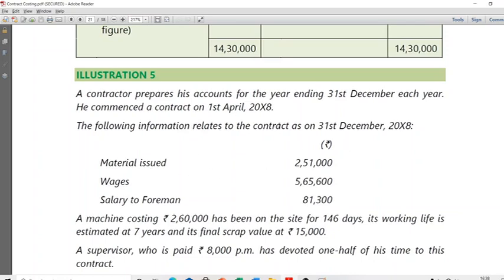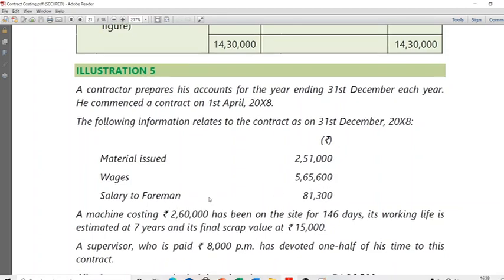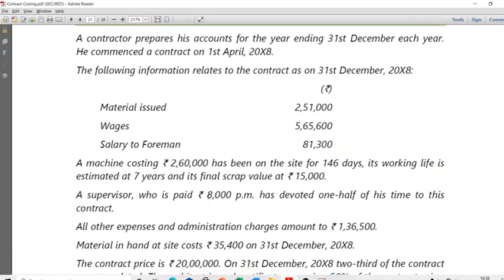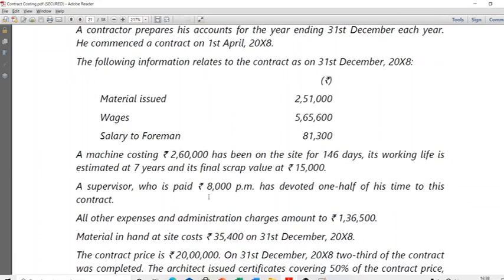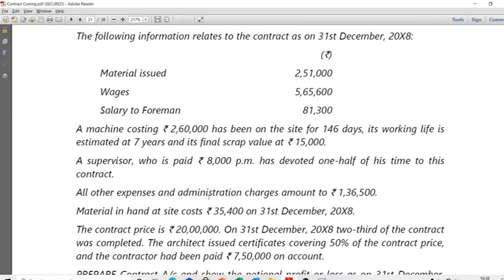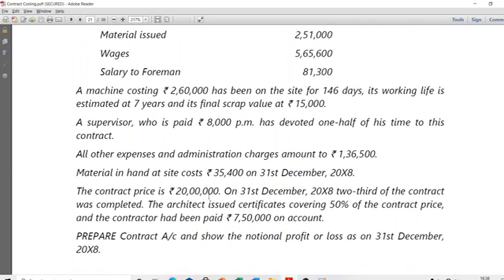Materials issued to the contract in that period was 2,51,000. Wages 5,65,600. Salary to foremen 81,300. A machine costing 2,60,000 has been on the site for 146 days. Its working life is estimated at 7 years and its final scrap value at rupees 15,000. A supervisor who is paid 8,000 rupees per annum has devoted one half of his time to this contract. All other expenses and admin charges amount to 1,36,500.